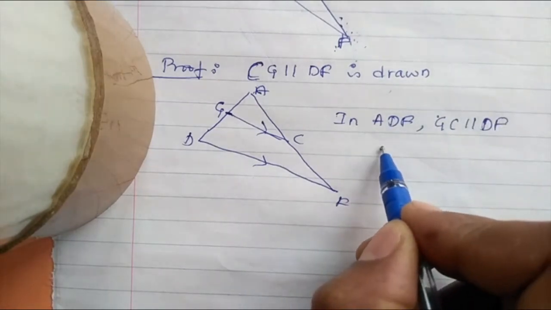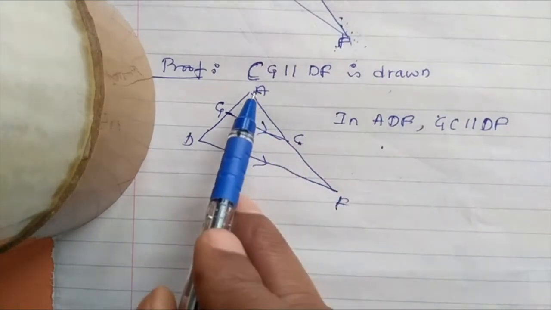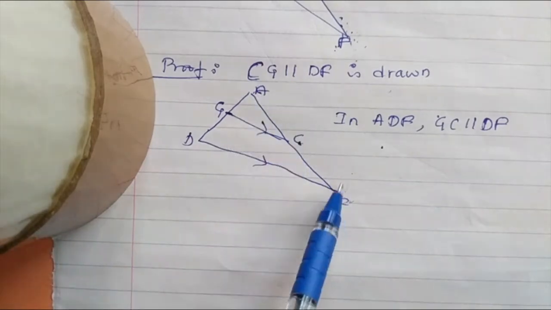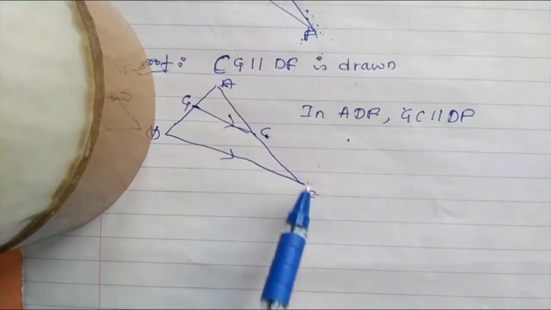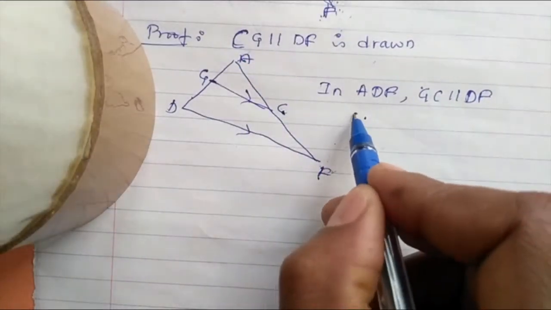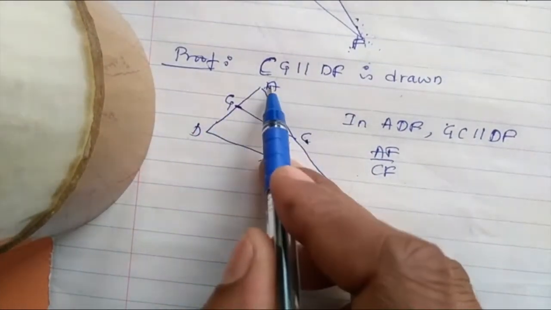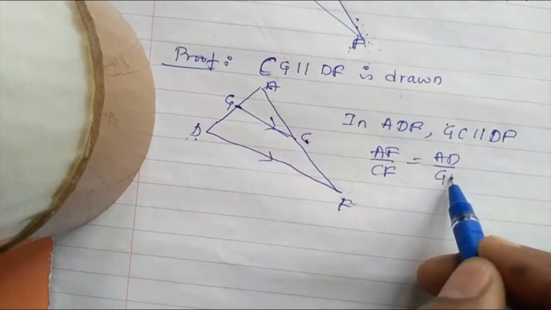So in this diagram, in triangle ADF, GC is parallel to DF. Therefore, what can we write? BPT results. But in what way should I write? AC by CF or AC by AF or CF by AF. In the question they followed AF by CF, that is AF by CF. So full and bottom off. We'll follow that, AF by CF. This side full and bottom off. This side also full is AD. Bottom off is GD.